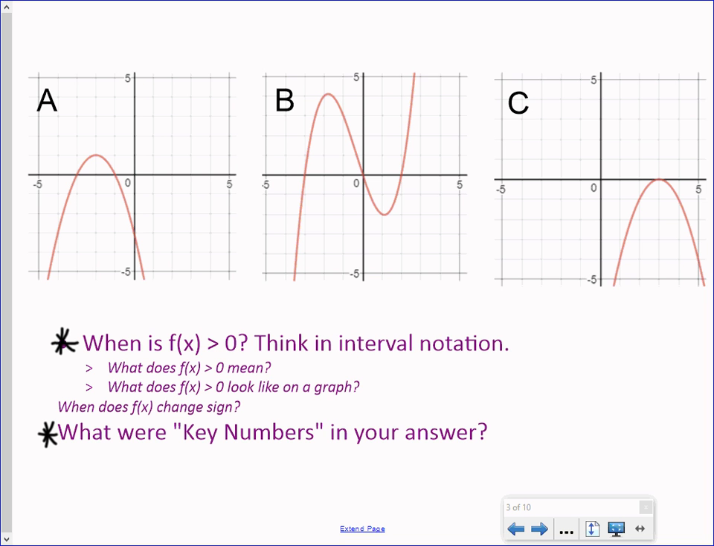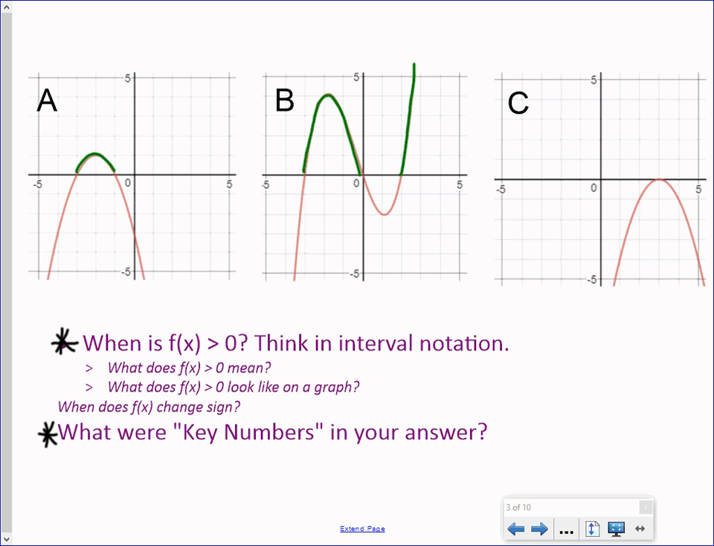So f of x greater than 0 just means y is greater than 0. And what does y greater than 0 look like on a graph? It's above the x-axis. So I can now go to all 3 of my graphs and I can say, okay, here's a little chunk where I'm above the x-axis. F of x is greater than 0. Here's a chunk where f of x is greater than 0. And then it happens again over here.